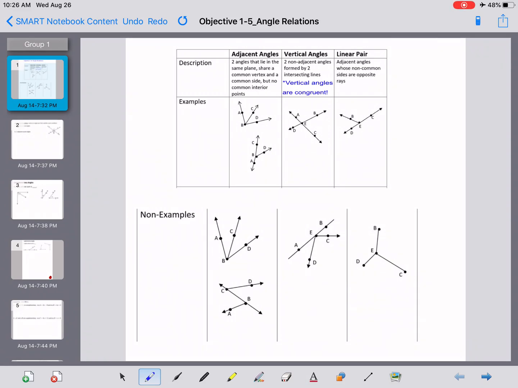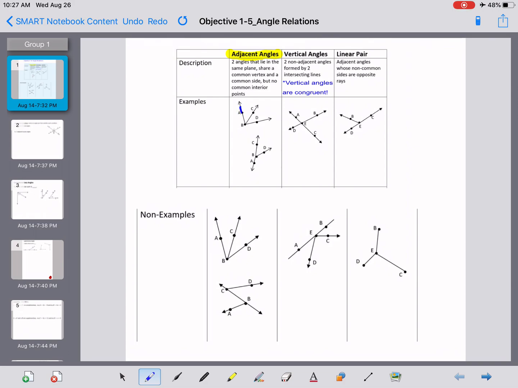All right, so we're going to talk about Objective 1.5, angle relations in geometry. We're going to talk about some specific types of angles and what their names are and what that means for us. So the first thing is adjacent angles. Adjacent angles are two angles that lie on the same plane, share a common vertex and a common side, but no common interior points. We have an example down here below.